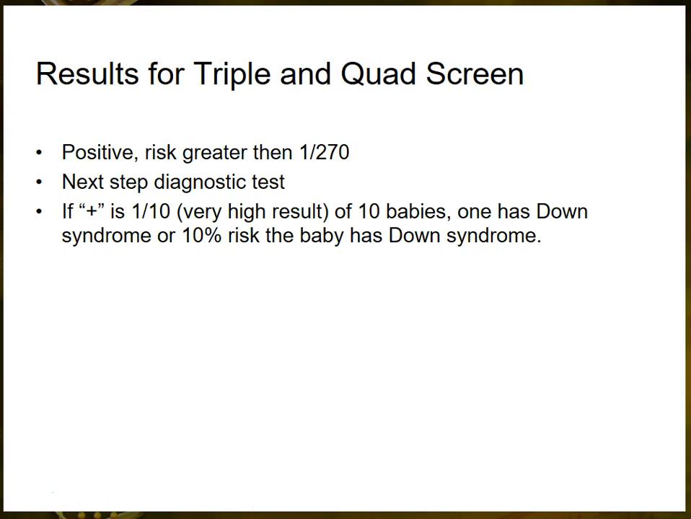So, a positive screen for a quad screen is greater than 1 in 270. So the next step is diagnostic testing. Of those 270 women that are tested, 1 will have a baby with Down syndrome, and the other 269 will not. A very positive screen is 1 in 10. That's a very positive screen for Down syndrome. However, there's only a 10% chance that the baby actually has Down syndrome.